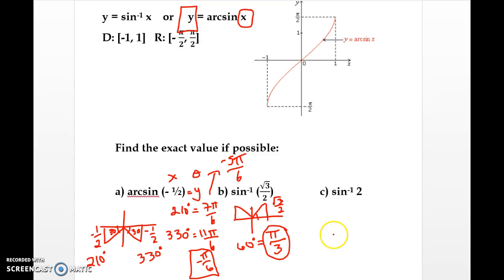If we look at C, 2, that's your x, don't forget. 2 does not fit between -1 and 1, so we can write that it does not exist. Because again, we have to keep track of our domain and range because of our 1-to-1 ratio. The arc sine graph is only this portion of the graph if the graph was to continue to go further.